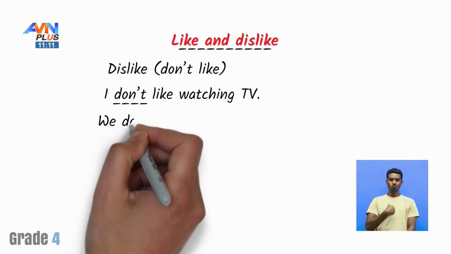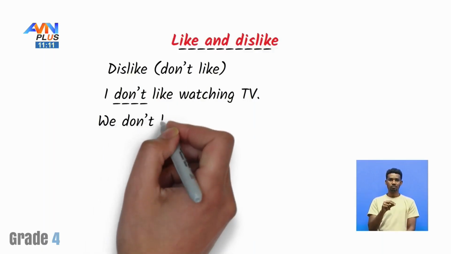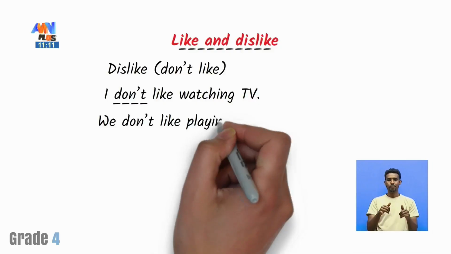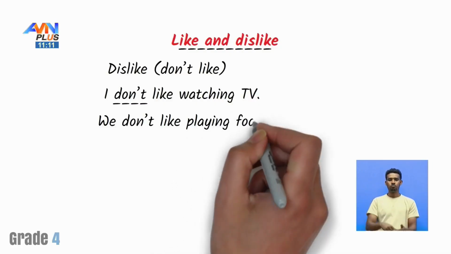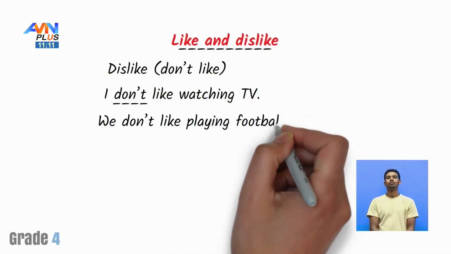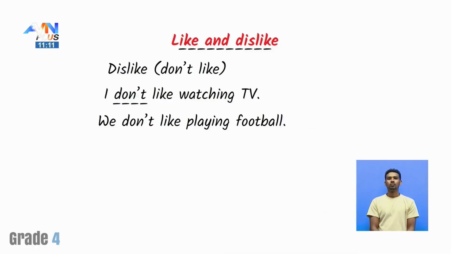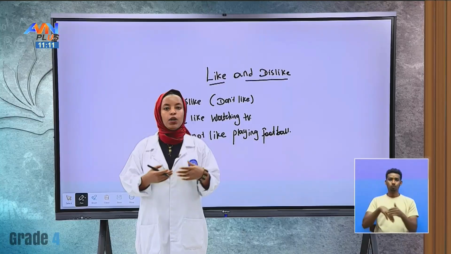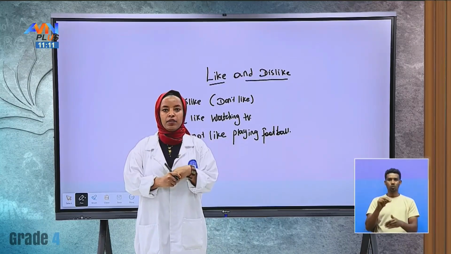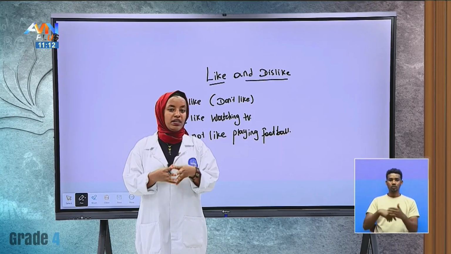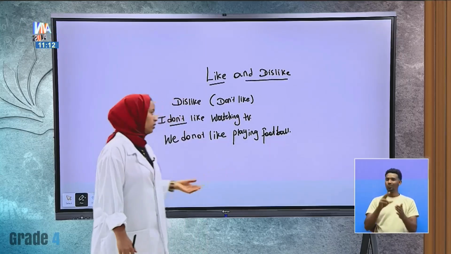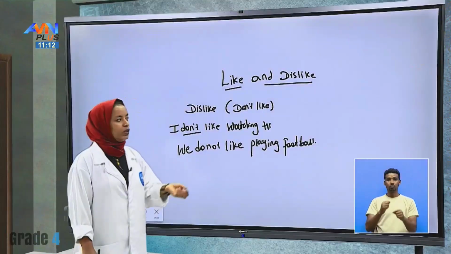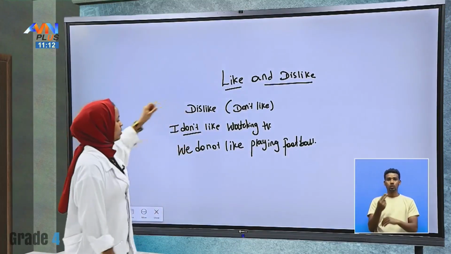We do not like playing football. Here, students, I do not like playing football. And we are saying here, we do not like playing football. This is the negative form, not a positive form. Like students, I don't, we don't. And also we can mention even more examples by using don't and dislike.